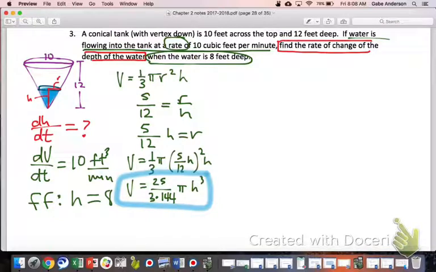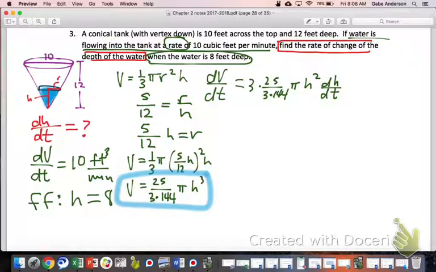ddt of V would just be dV dt. And then that whole right side, let's be honest, I've got a really big, nasty-looking constant multiple, right? It's 25 over 3 times 144 pi. That whole thing is just a constant multiple. So when I differentiate, it's going to be 3 times 25 over 3 times 144 times pi times h squared, and then times the chain rule factor of dH dt.